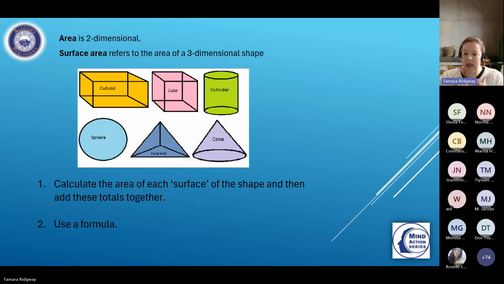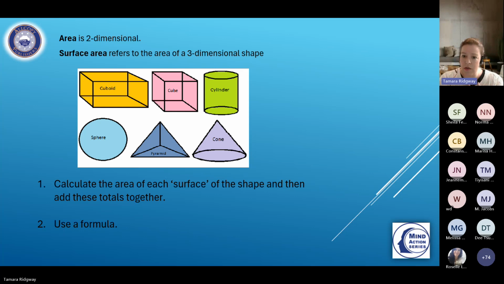I am a big fan of number one, because I always try to keep things as simple as possible, in the sense that if I can find a method that works for a lot of things, then I'm going to try and emphasize that method. So when it comes to surface area, if my students understand that it is adding all the surfaces together, it doesn't matter what shape I present them with. They're going to do it the same way.